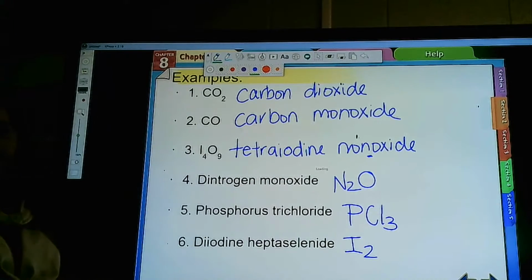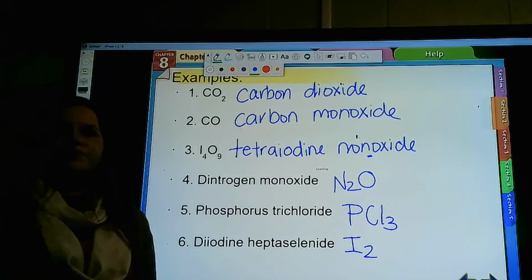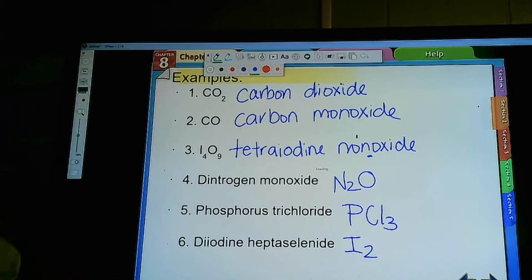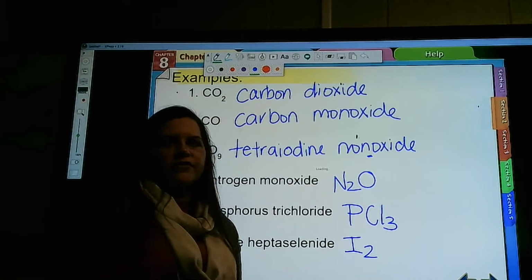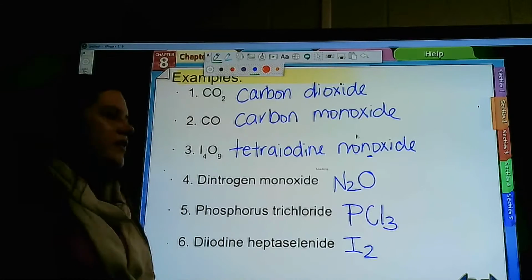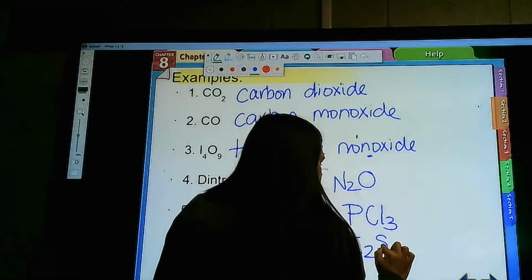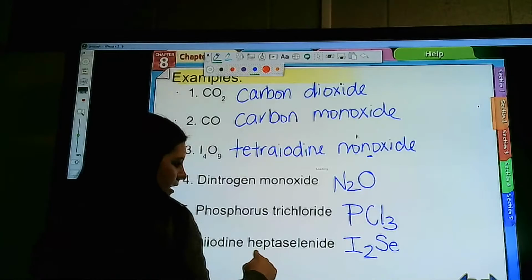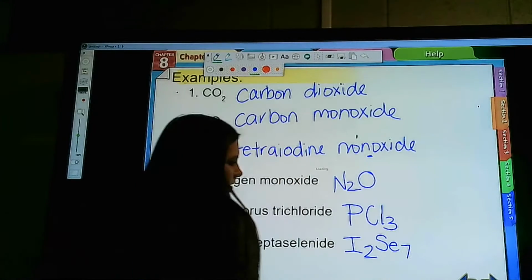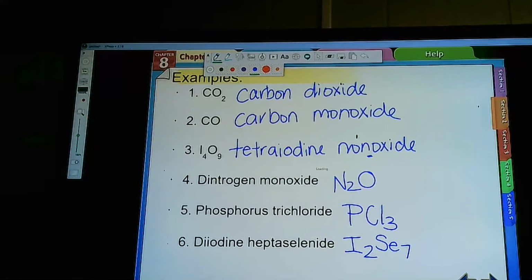Heptaselenide. What element is selenide referring to? Selenium. Do you see that? Do you see Se, number 34? Selenium. And then that hepta means 7.